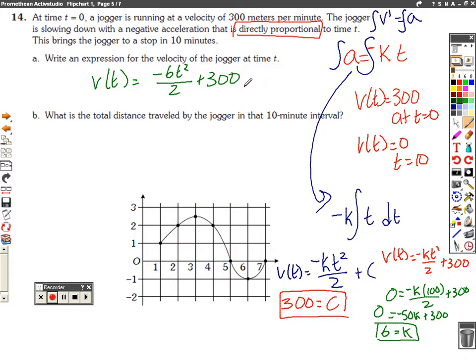What's the total distance traveled by the jogger in that 10-minute interval? Once again, we haven't quite gotten there yet, but you should know now that if I integrate v of t from 0 to 10, I'm going to get the area under the curve, which we really want to be completely positive, and that will give me my total distance. I'm not going to do that right now because I don't want to get too far off track, but that's the idea.